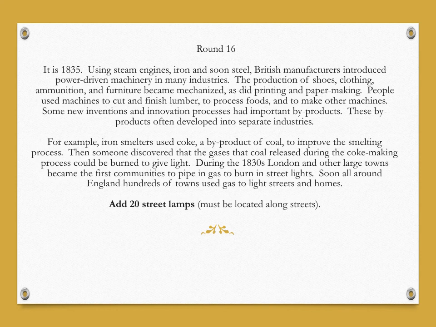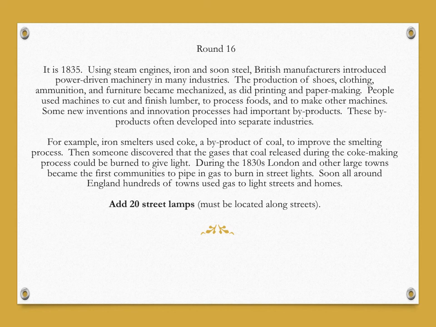It is 1835. Using steam engines, iron, and soon steel, manufacturers introduced power-driven machinery in many industries. The production of shoes, clothing, ammunition, and furniture all became mechanized. So did printing and papermaking. People used machines to cut and finish lumber, to process foods, and to even make other machines. Some new inventions and innovation processes had important byproducts. These byproducts often developed into separate industries.